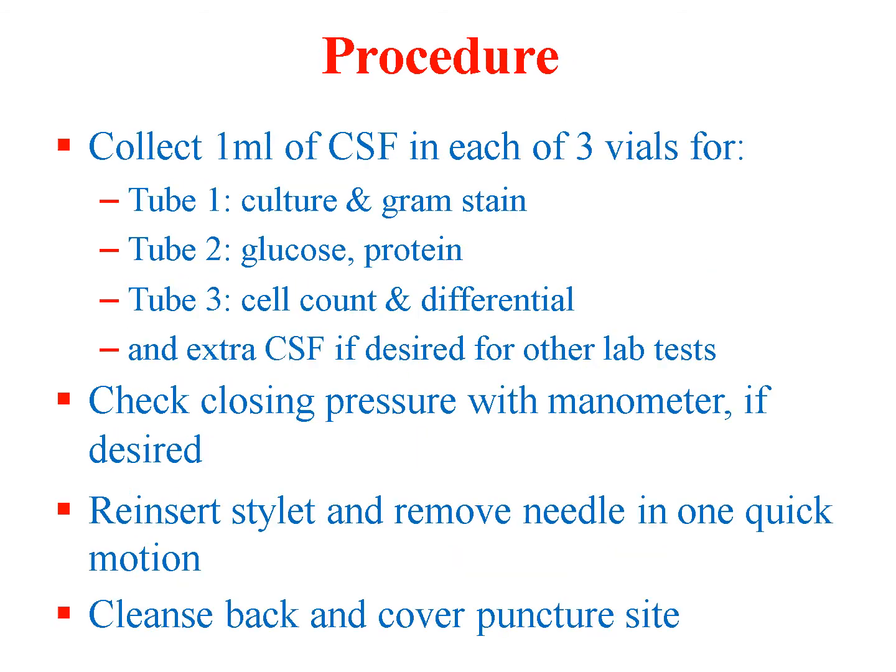Collect 1 ml of CSF in the first tube for culture and gram stain, second tube for glucose and protein, third tube for cell count and differential, and the extra CSF if desired for other lab tests. Check closing pressure with manometer if desired. Reinsert stylet and remove needle in one quick motion. Cleanse back and cover puncture site.